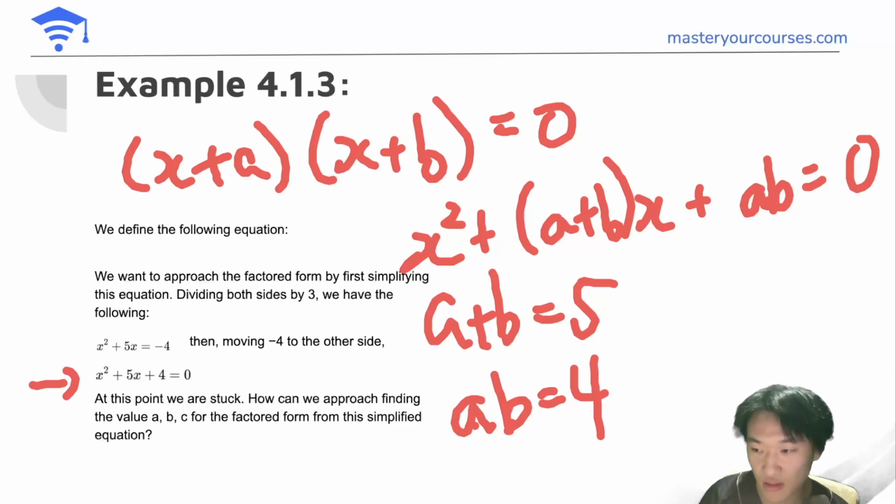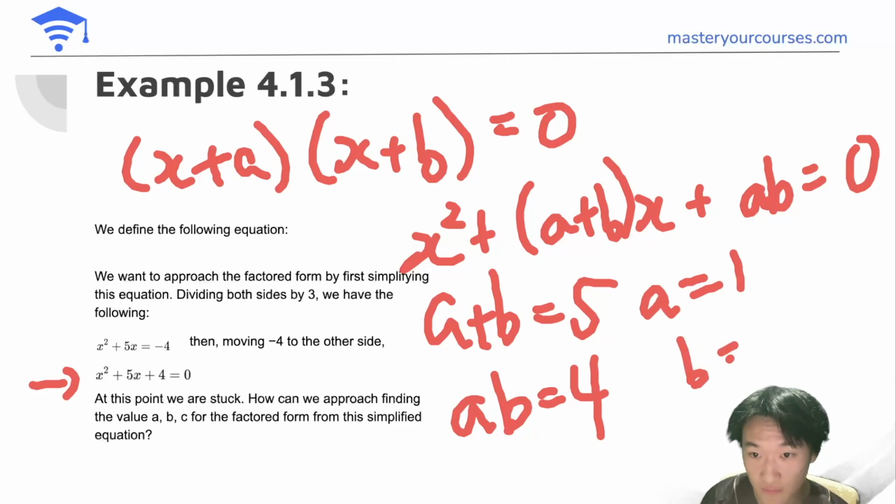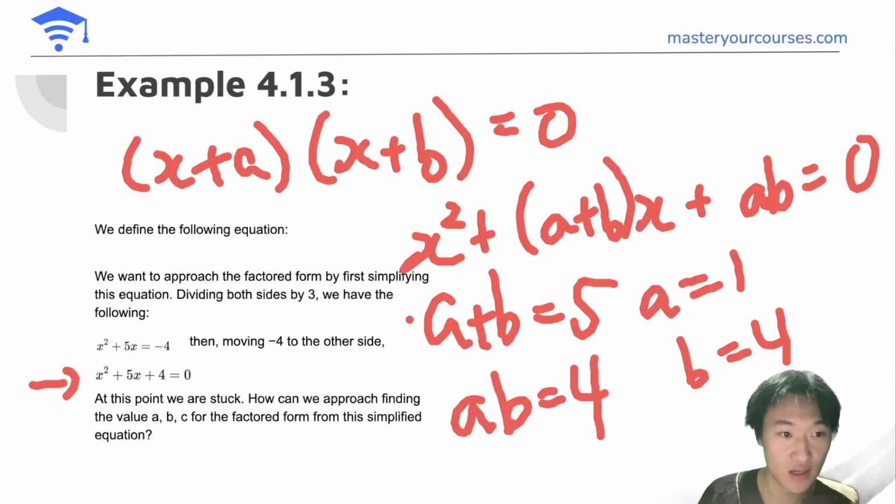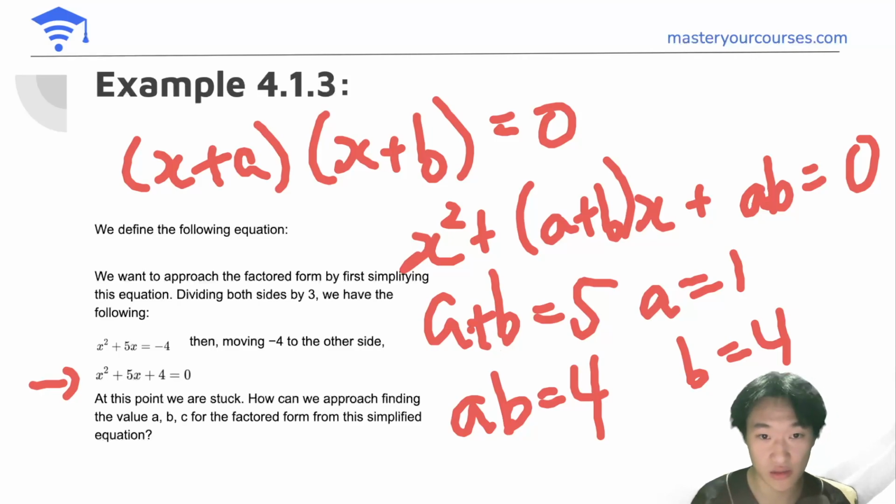Well, numbers that add up to 5, right? You can have positive and negative values. But one such value is a equal to 1, b equal to 4, right? And this, you can quickly justify, satisfies both cases. And because it satisfies both the equations, you know that this is a valid solution.